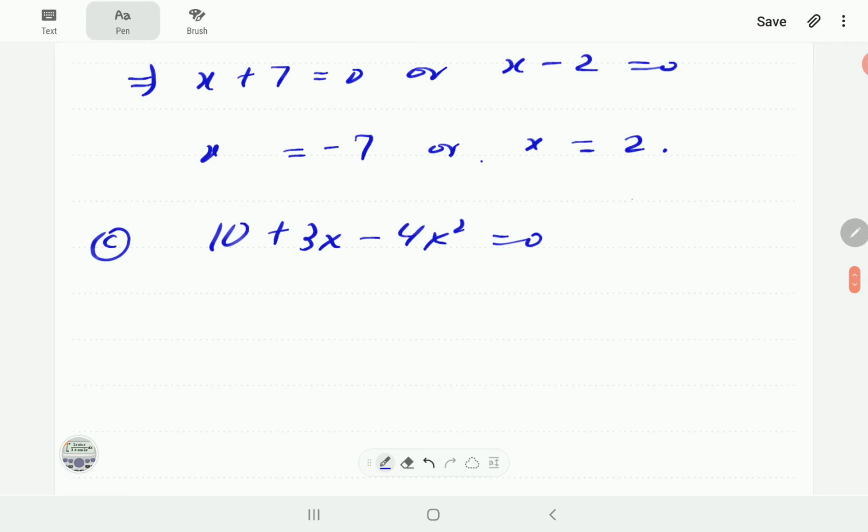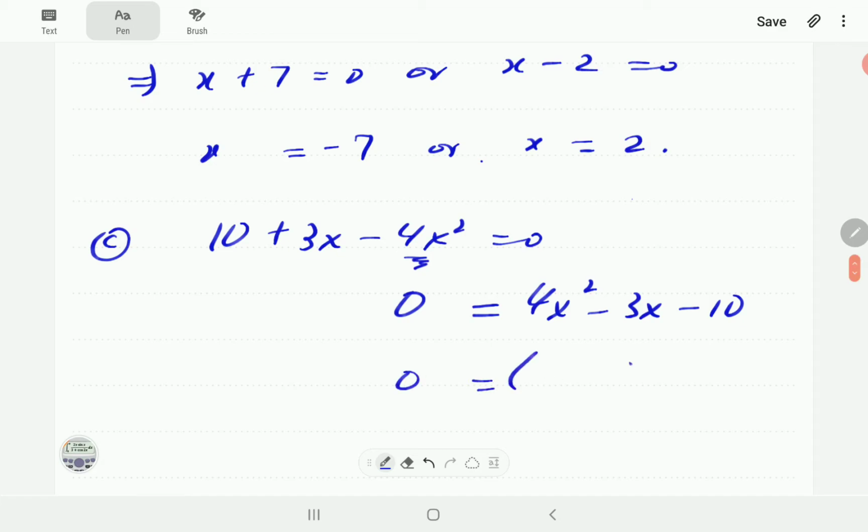Now this time, since we have got an equation, we want this term to be positive. So we can either take all the terms to the other side, or we can simply multiply everything by negative 1. Let's take everything to the other side. So we're going to have 0 equal to 4x squared minus 3x minus 10.